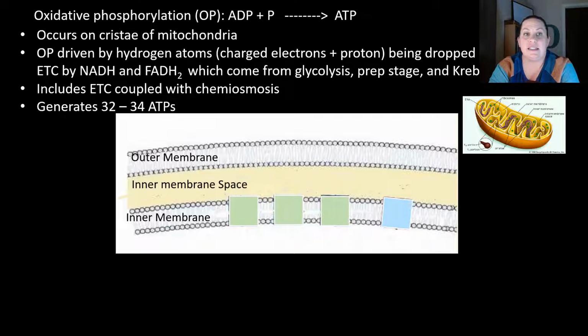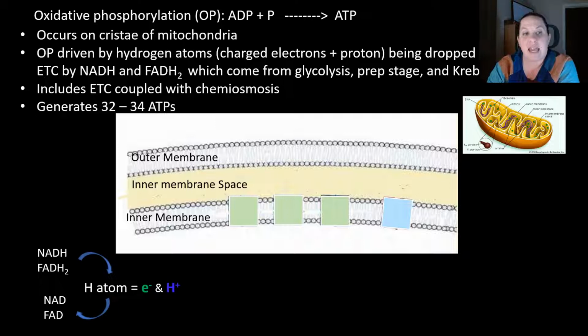Now, the ETC is coupled with something called chemiosmosis, and so that's the movement of chemicals, and ultimately water is going to be created in this process. This type of phosphorylation, guys, creates a lot more ATP than we saw with substrate level. It can actually generate anywhere between 32 and 34 ATPs.